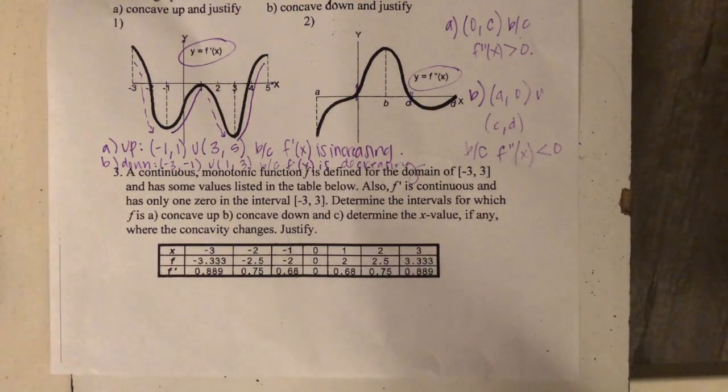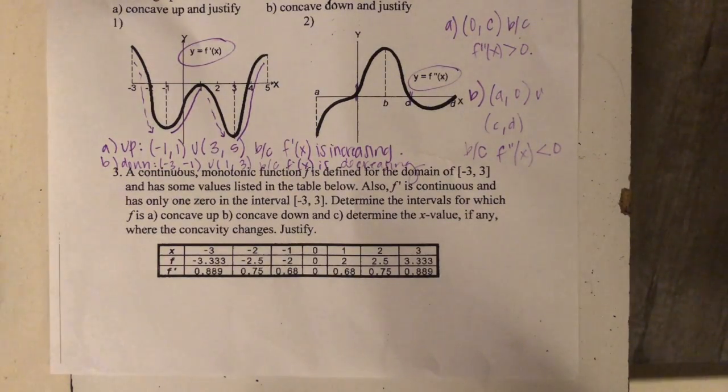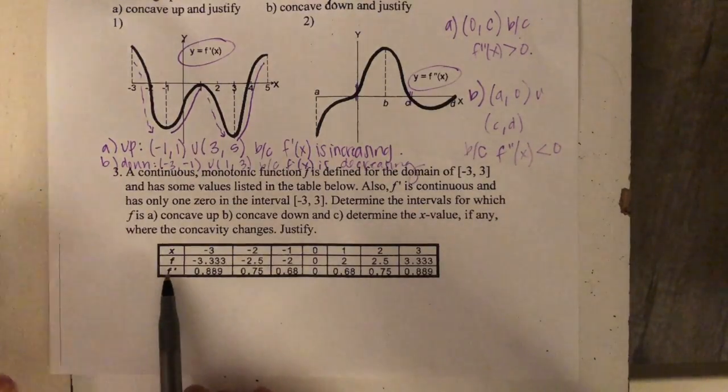Last problem here is a table problem instead of a graph problem. So a continuous monotonic function, okay, so that just means that it doesn't have any breaks, any holes, anything like that, is defined for the domain of -3 to 3, so we only care about that interval, and has some values listed in the table below. Also, f prime is continuous and has only one 0. Determine the intervals for which f is concave up, concave down, and determine the x value, if any, where the concavity changes. Justify. So we are given f and f prime of x.